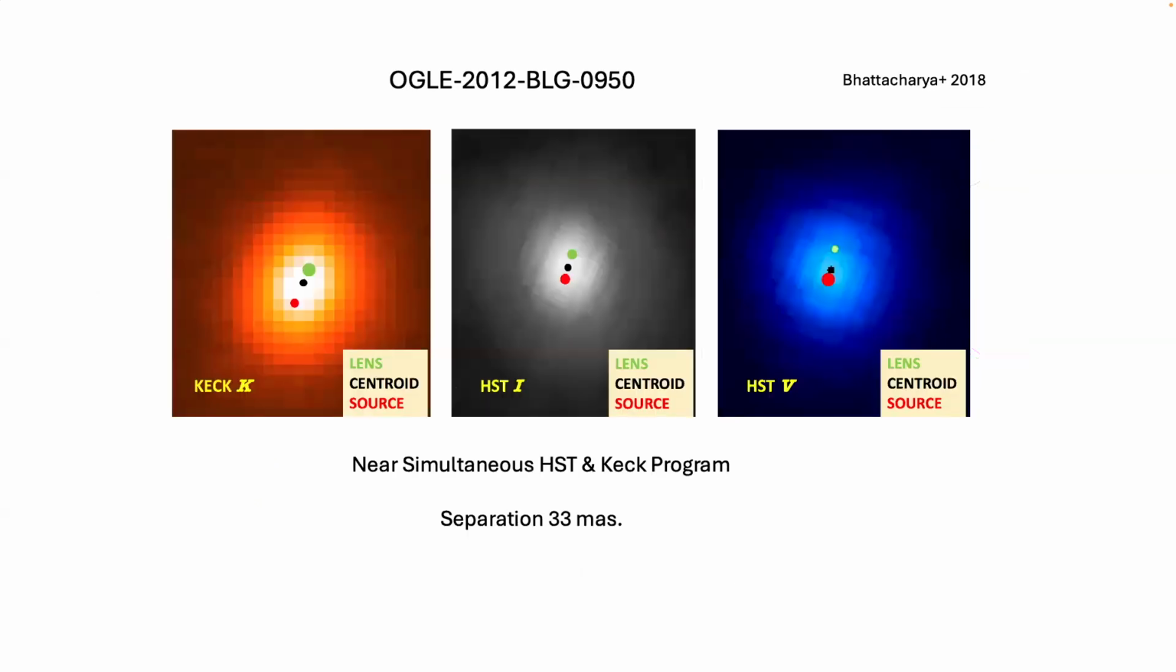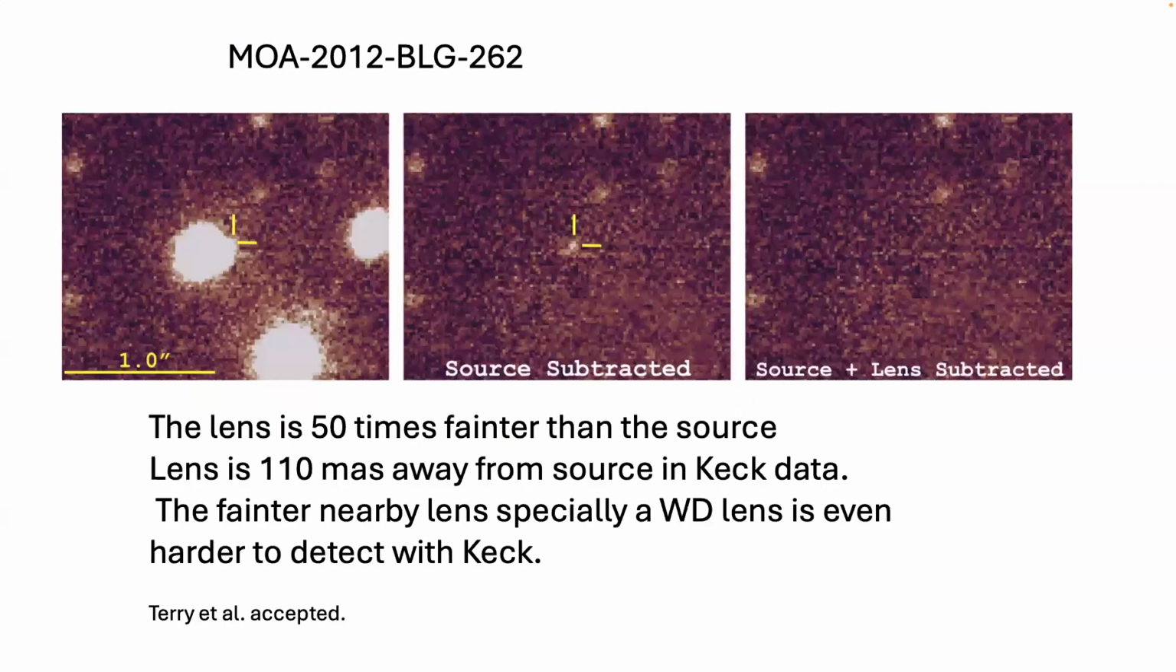So now I would come back to a recent paper that Sean Terry led. This is an event where the lens is actually 50 times fainter than the source, and the lens is 110 milliarcseconds away. This is one of the source subtracted images, and you can see that this is really faint. When we do a dual star fit, we actually get a better subtraction, which shows that this was the lens. But this is the faintest we have got with respect to the source, and even in this case, it was 110 milliarcseconds away.